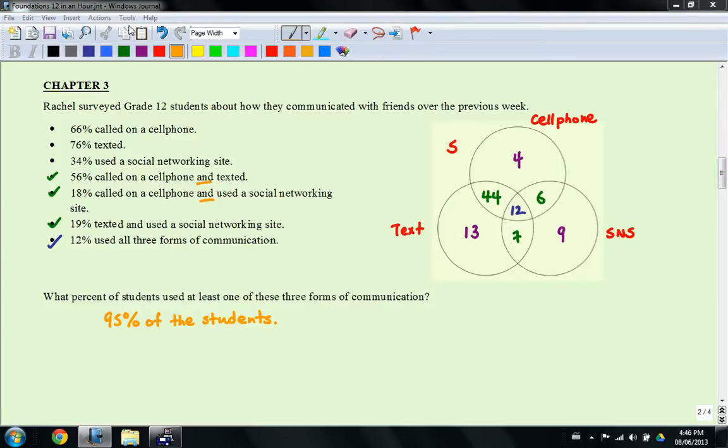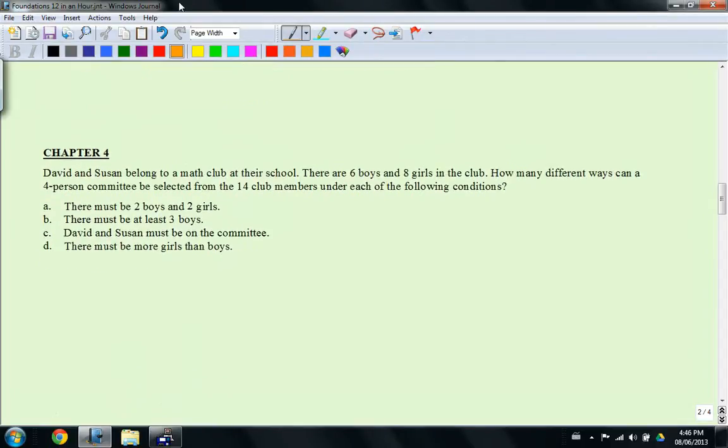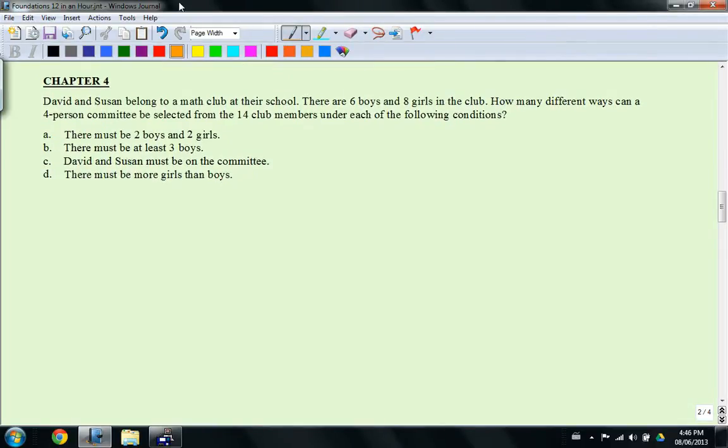We have chapter 4, which is on the counting principle. This is the David and Susan math club question. I think we did this one in class, but I changed the numbers a little bit because I want to go over it again, because this is one of the tougher questions from chapter 4. There are some easier questions as well, like how many different ways are there to make a breakfast if you have 2 different choices of drinks, 3 different choices of bagels or whatever. That's a pretty simple question, but this is one of the tougher ones involving permutations and combinations. So I do want to go over these ones right here.